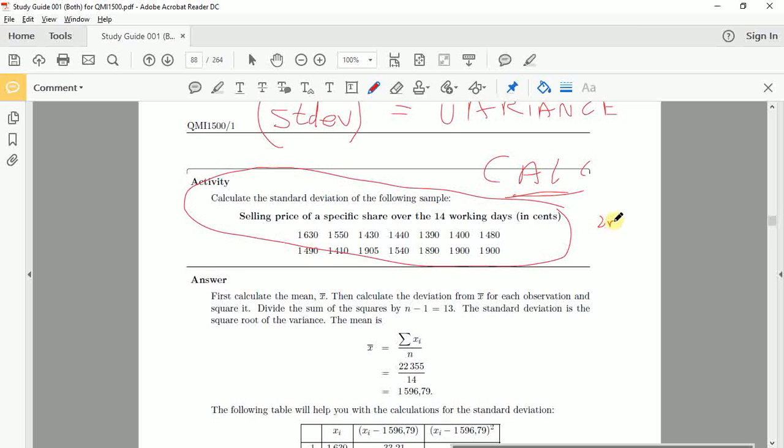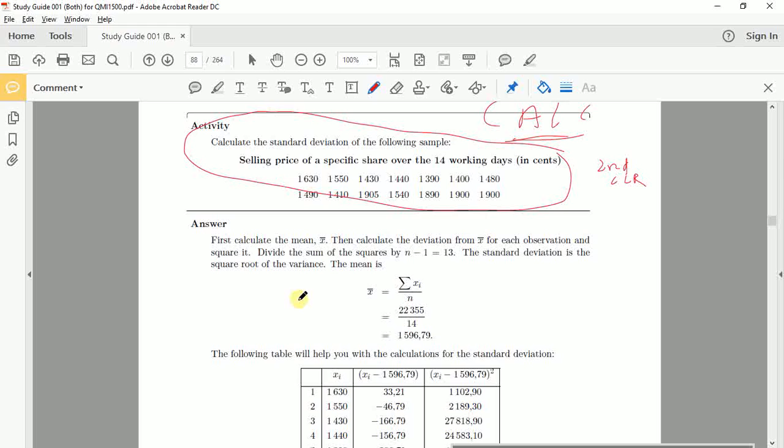So what do we do? Second function, clear the calculator. You do it. Second function, clear the calculator. That's 9, all, clear all. Have you cleared it? Yes. Then go shift, stat. Mode first. Then option 2, stats.